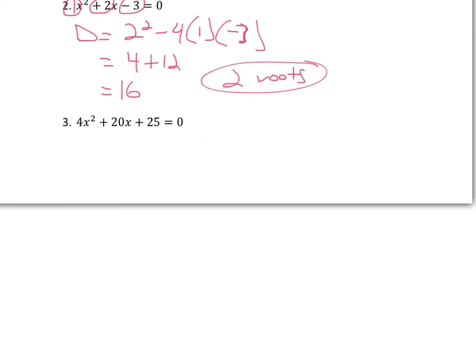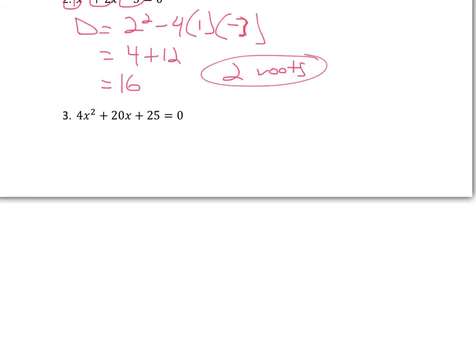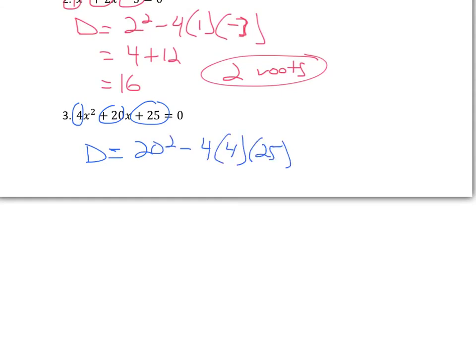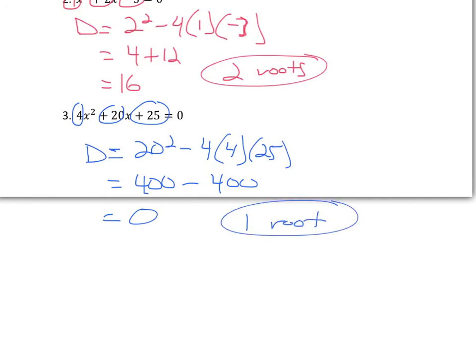And lastly, number 3, we have a, b, and c. So we have d equals b squared minus 4 times a times c. So 20 squared is 400, and 4 times 4 times 25 is also 400. So we have 400 minus 400 equals 0, which tells us we have just one root.